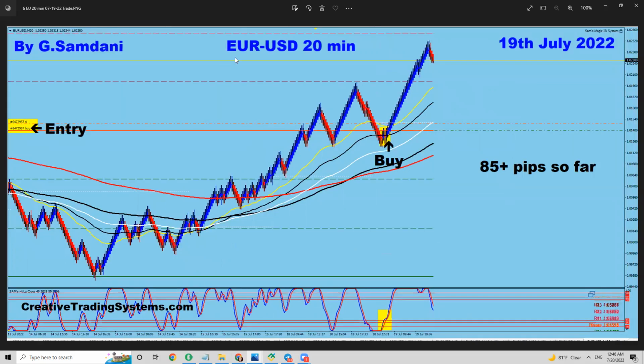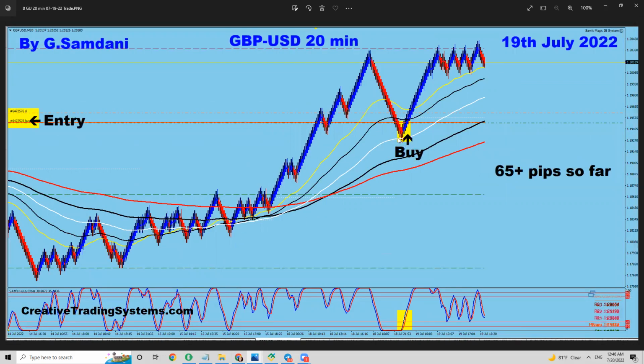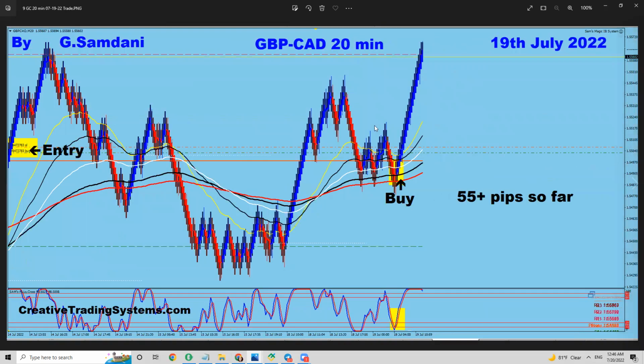On the 19th, Euro-USD long for 85 pip. On the 19th, EUR-CAD, same thing, long for 110 pip, buy order here. Pound USD, this is long here, buy order, 65 pip only. It started wobbling here, and I said, well, let's get out of here. Right here, Pound CAD 55 pip only, but something is something, right?